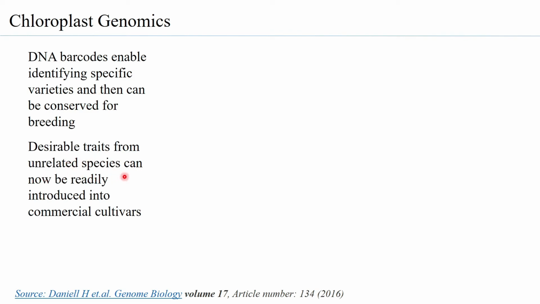Desirable traits from unrelated species can now be readily introduced into commercial cultivars. So you can carry out transgenesis, and with transgenesis, several transplastomic plants have been created. This word is used only if the chloroplast genome has been either altered or a gene of interest has been inserted into the chloroplast DNA. So having known the sequence of chloroplast DNA, one is using the chloroplast DNA as a vehicle to transfer a gene of interest into a certain plant type.